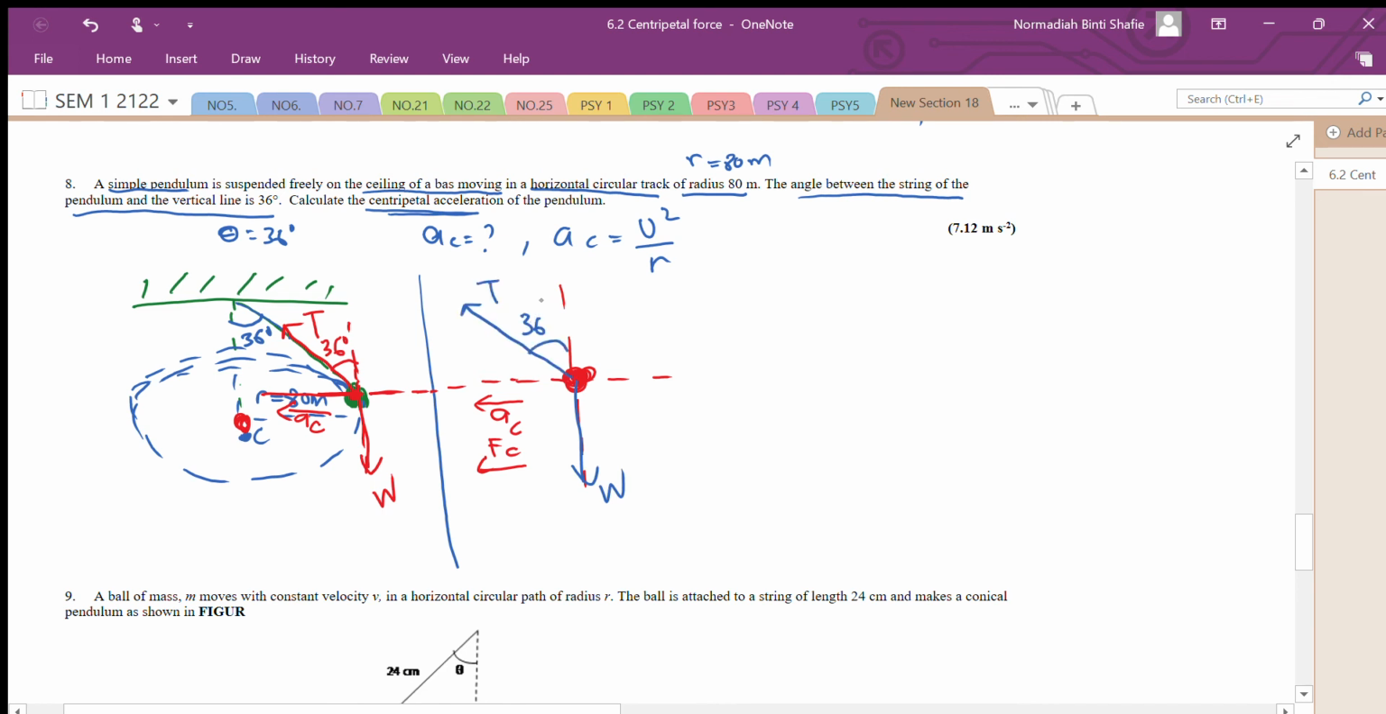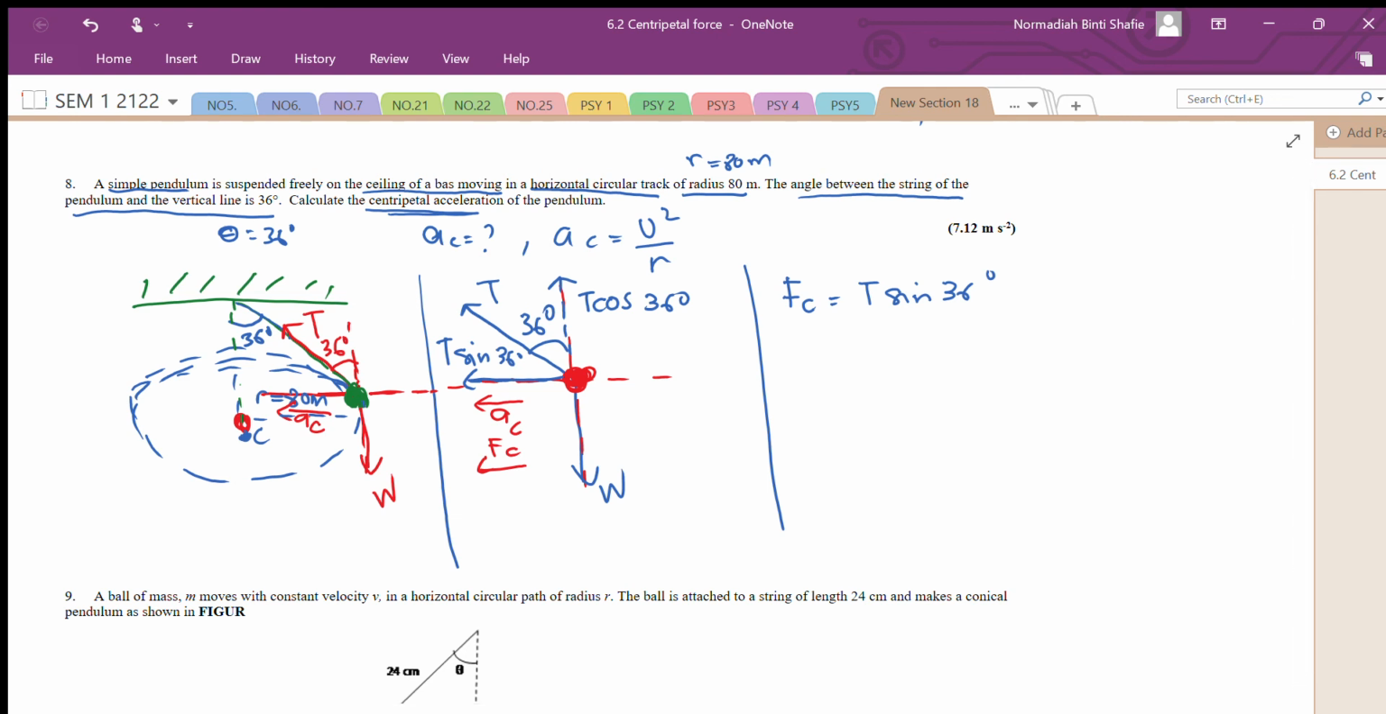angle 30 degree. Okay, what we need to do is kita tahu bahawa di sini daya yang contribute kepada FC kita adalah apa? W ataupun T. Okay, tak nampak di sini. Apa yang perlu kita buat? Kita cuba resolve T sebab T adalah daya di antara X dan Y. So, kita resolve T cos 30 degree and then T sin 30 degree. So, kita boleh tulis equation kita, FC kita equals to T sin 30 degree. So, FC equals to mv square over R or MAC. T sin 30 degree.